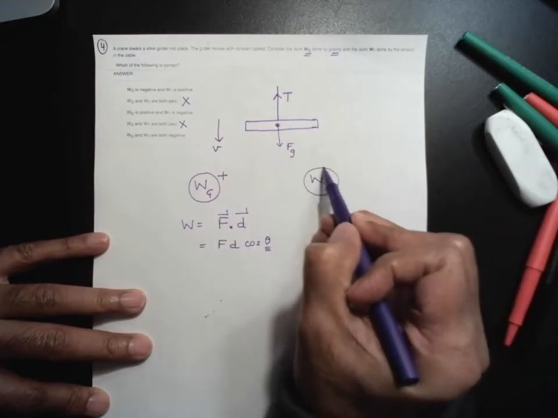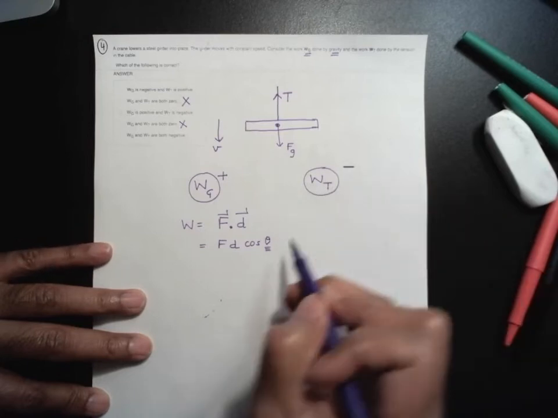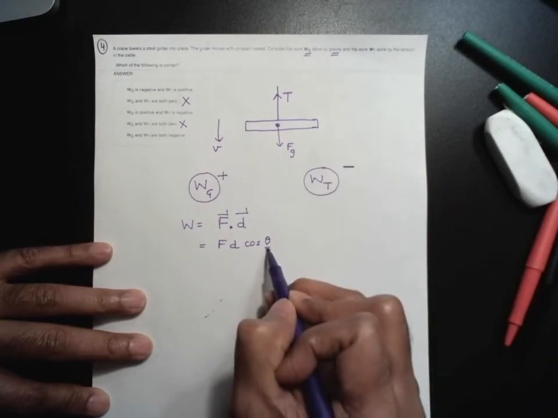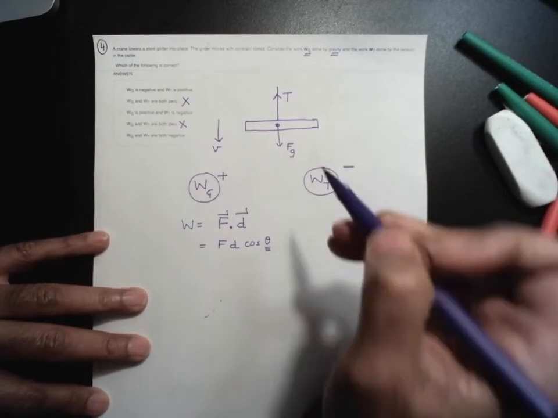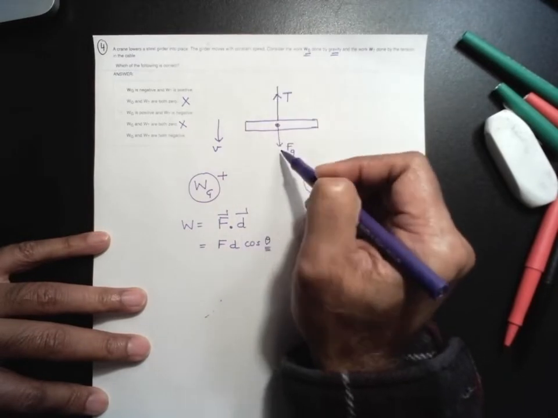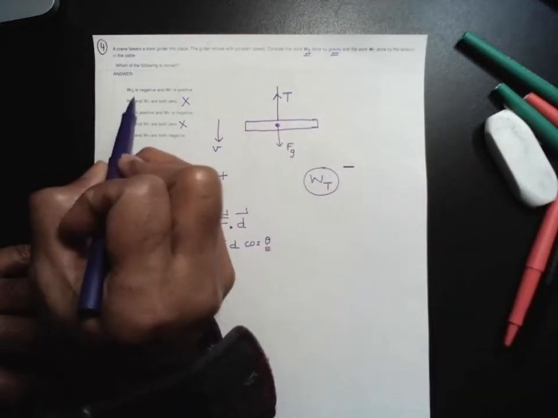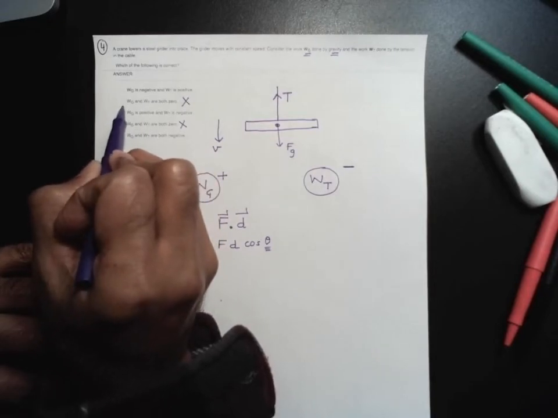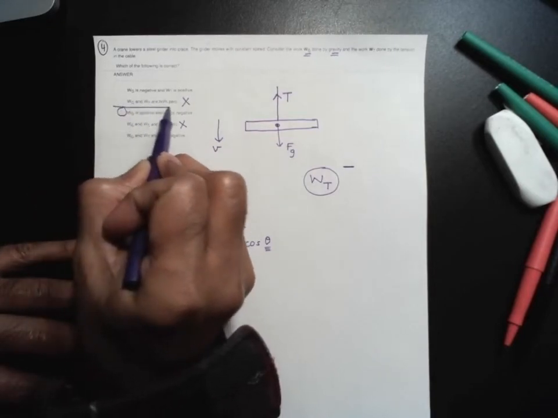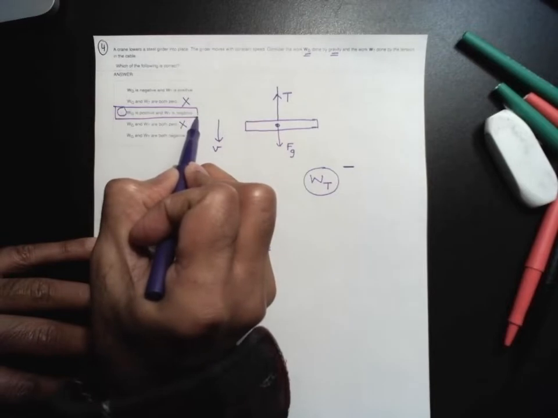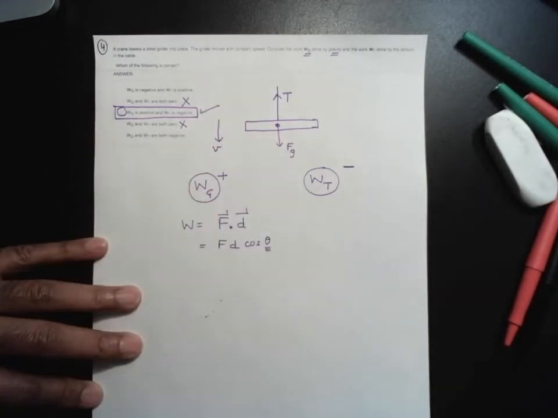But the work done by tension is negative because theta is 180 degrees. So the force is wanting to pull it up, but it's going down. So the work done is negative. So the work done by gravity is positive, and the work done by the tension is negative for the winch there.